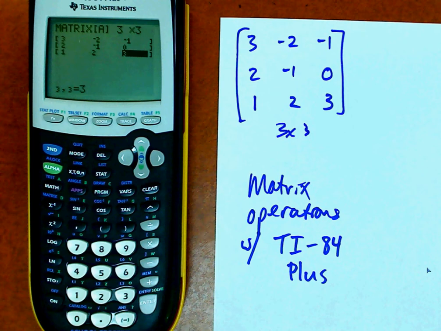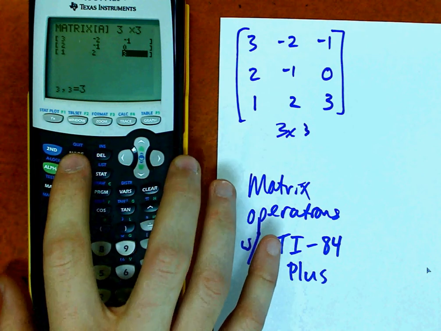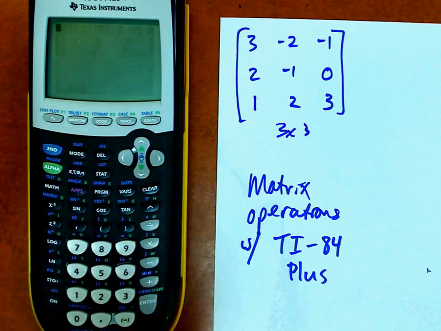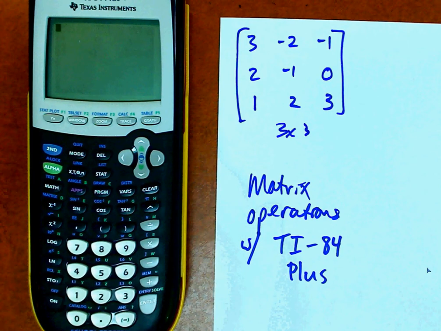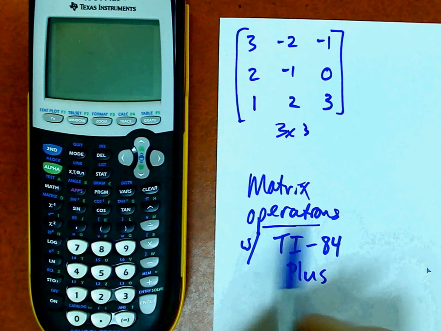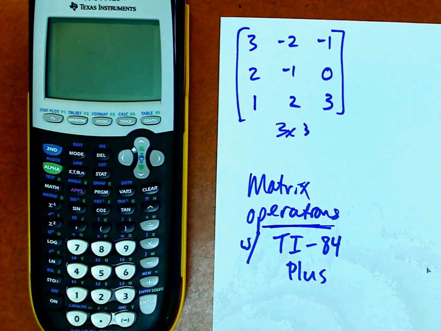Now I can get out of this menu by using the quit button right here. I'm going to say second mode, quit. Now I can perform different matrix operations. I can do multiplication of matrices. If I have another matrix to multiply it to, I can add matrices. I can multiply by a scalar. But even more importantly, I can find the determinants.